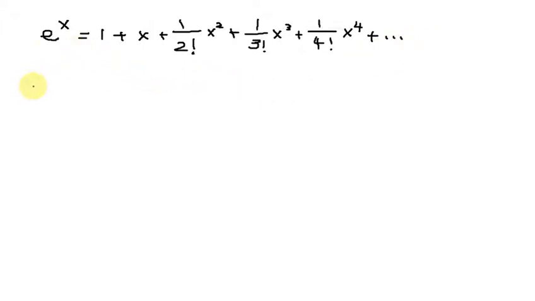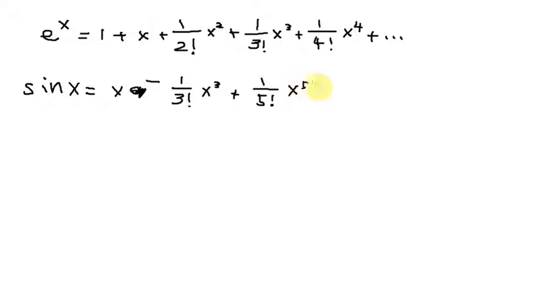Next, let's look at sine x. It is x minus 1 over 3 factorial x cubed, plus 1 over 5 factorial x to the 5, minus 1 over 7 factorial x to the 7, plus and so on. So the denominators are odd numbers.